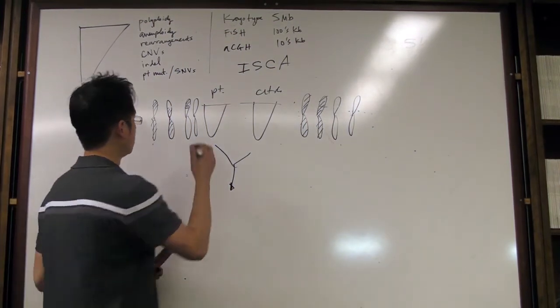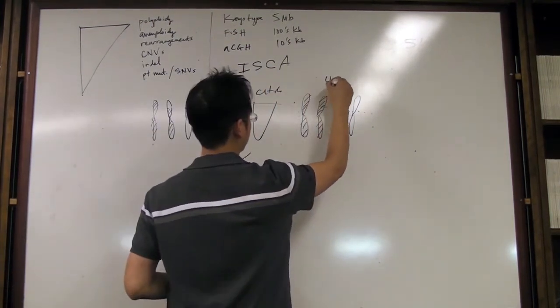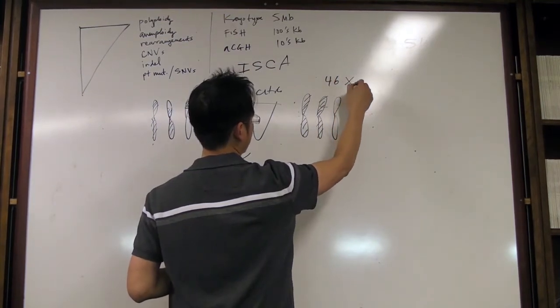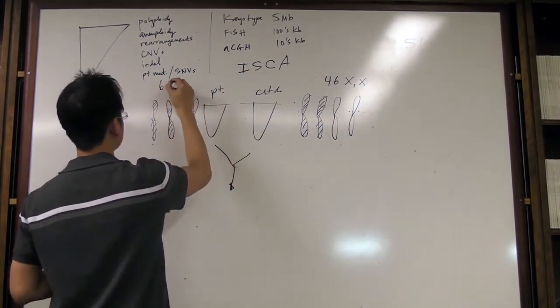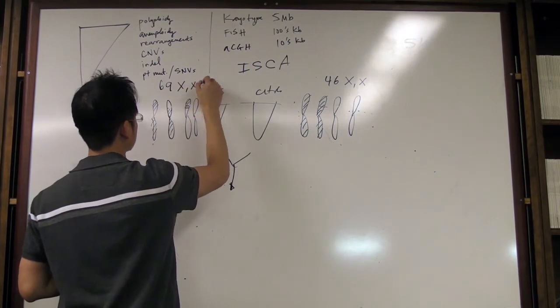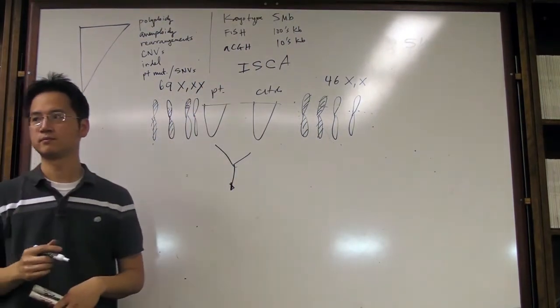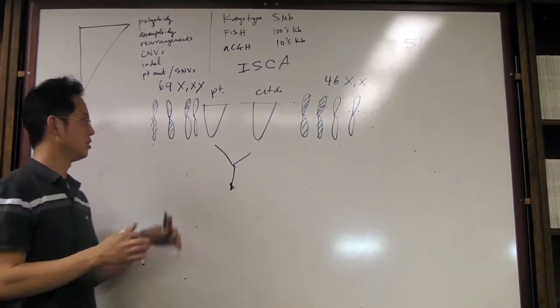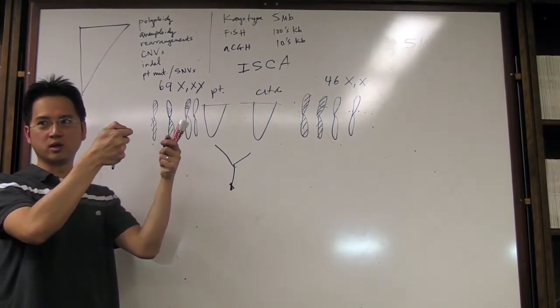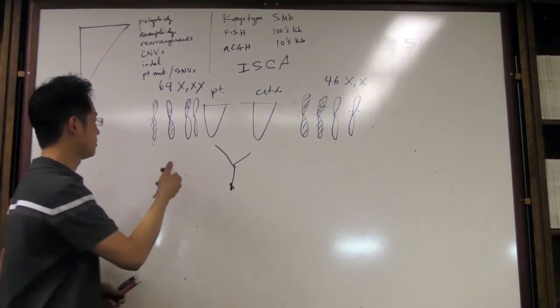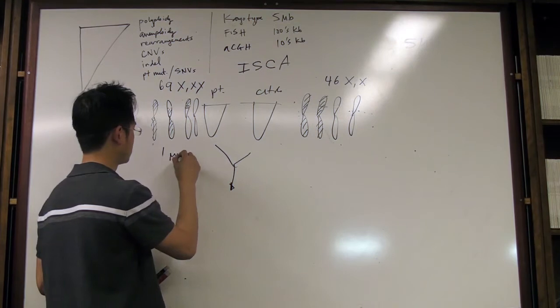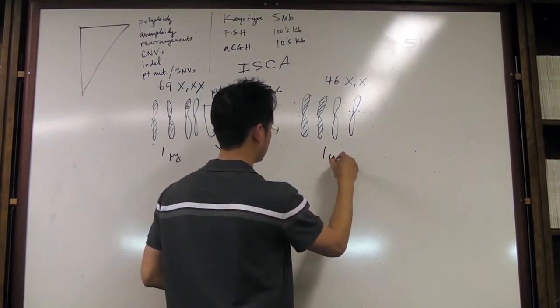You're putting in the same amount. Right. So control 46, say female, right? And you have here 69 x, something like that. You normalized it during Qubit readings or NanoDrop. You add a microgram of this, a microgram of that.